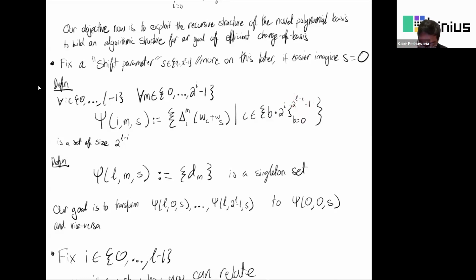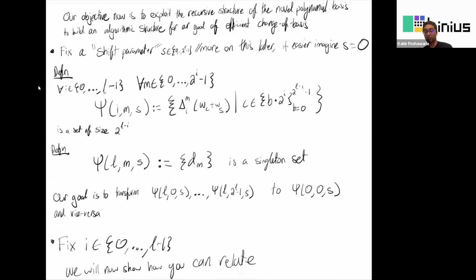Okay. Each of these psis is a set of psis, 2 to the L minus I. Another definition: psi of LMS is going to just be the mth novel basis coefficient, and it's a singleton set. It's also technically of size 2 to the L minus L, which is 2 to the 0, which equals 1.